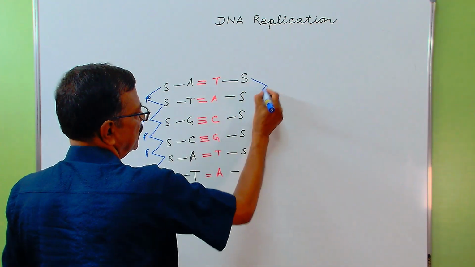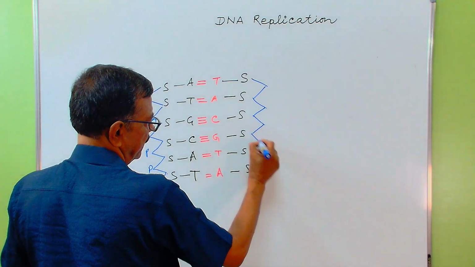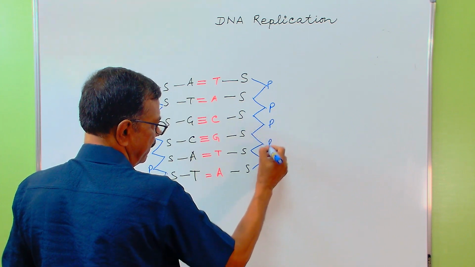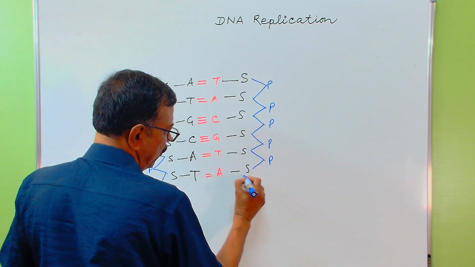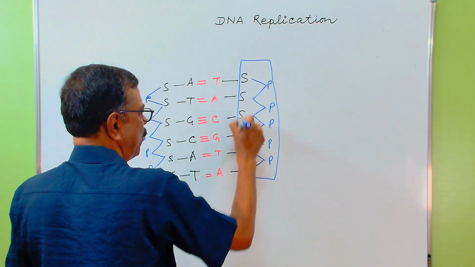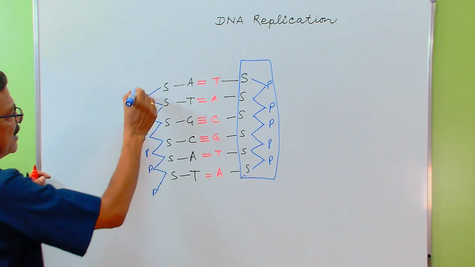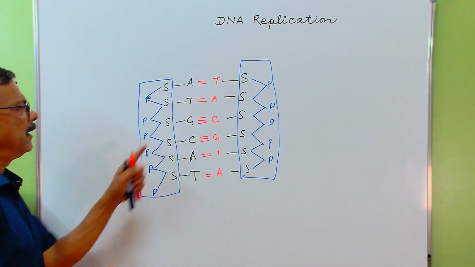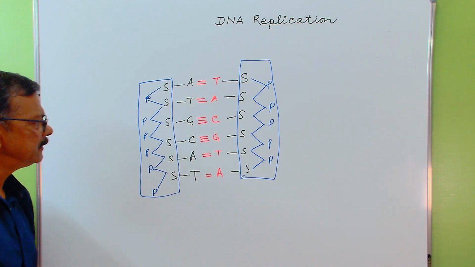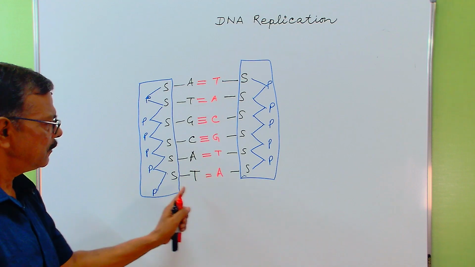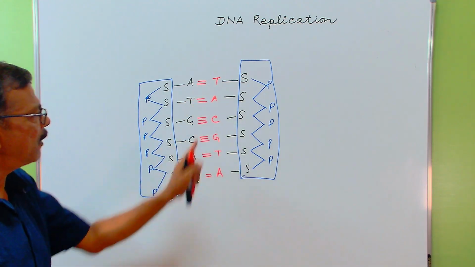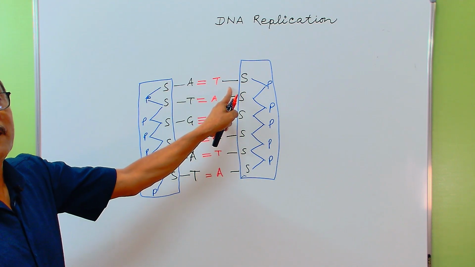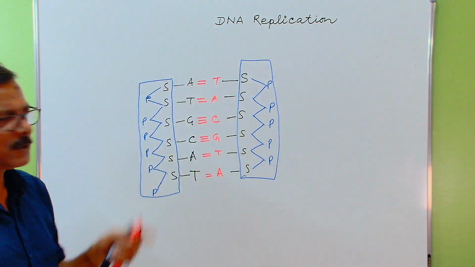These also remain joined with phosphate. This is the sugar phosphate backbone. We used to say this is the sugar phosphate backbone of a DNA. And the nitrogenous bases are attached with each other by hydrogen bond. This is phosphodiester bond. This is glycosidic bond, and this is hydrogen bond.